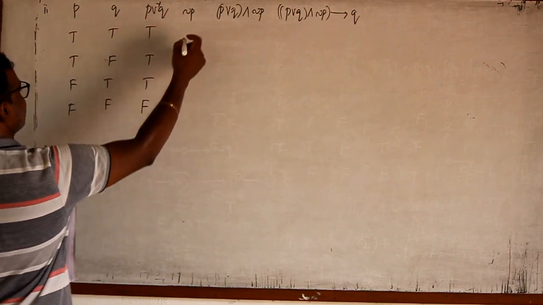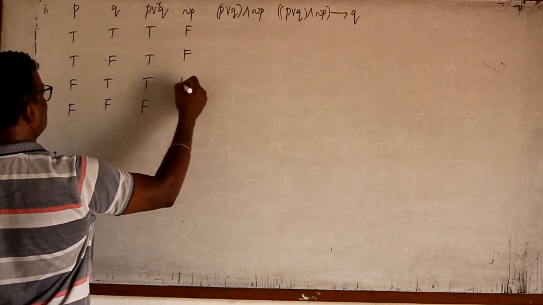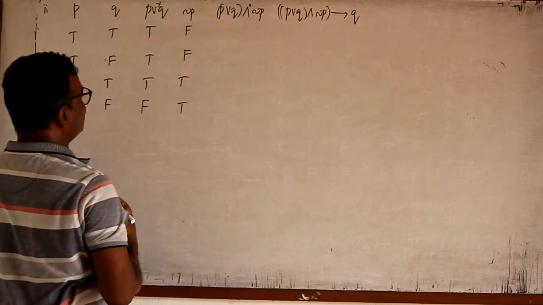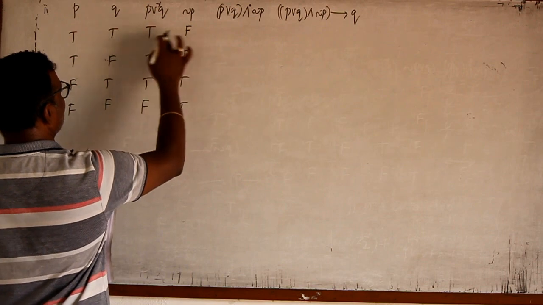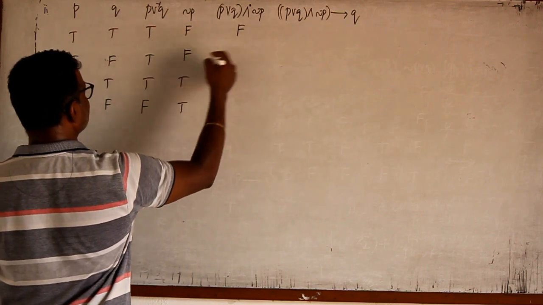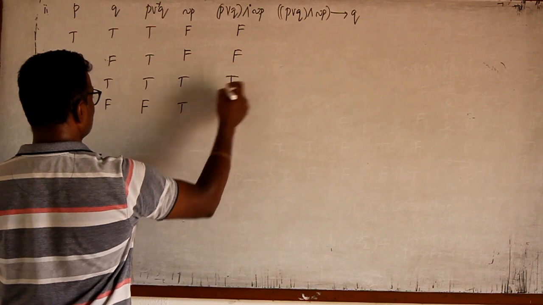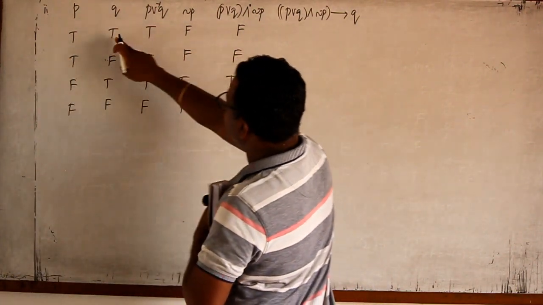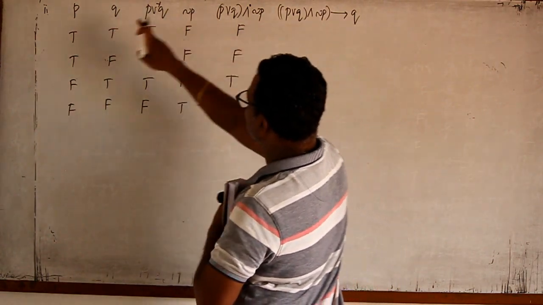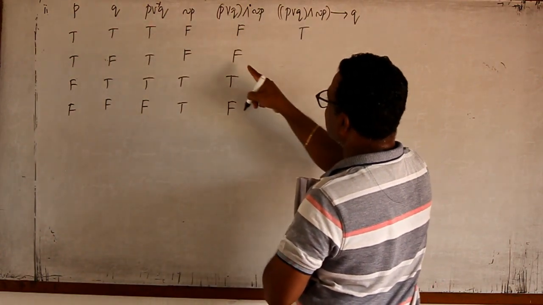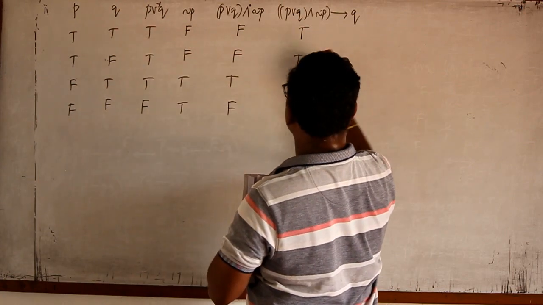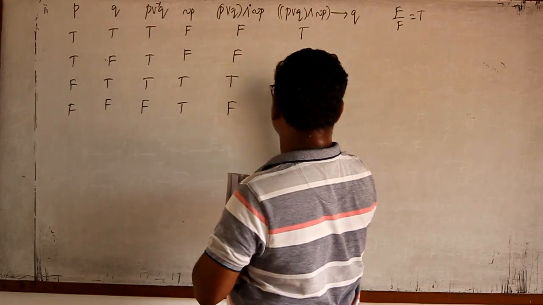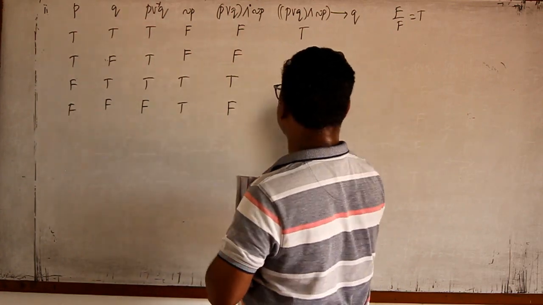Now negation of P is false, false, true, true. Now, and means multiply these two. 1 into 0, 0. 1 into 0, 0. 1 into 1, true. 0 into 1, false. Now, I must divide with the Q, 0 by 1. 0 means true. 0 by 0 is true. 0 by 0 is true. 1 by 1 is true. 0 by 0 is also true.